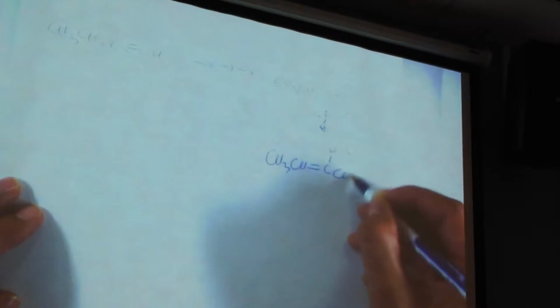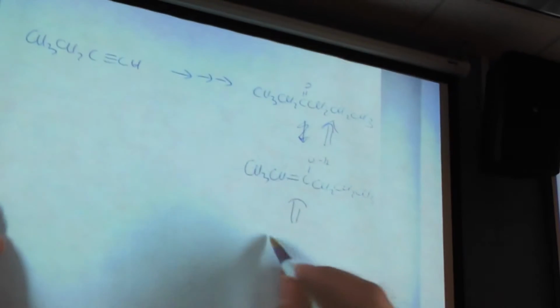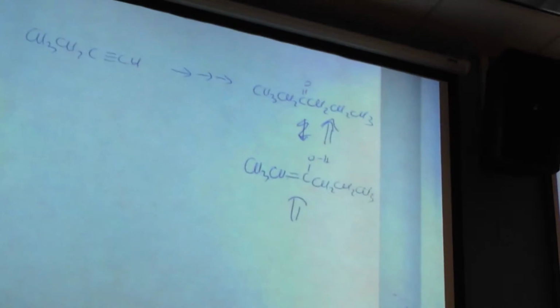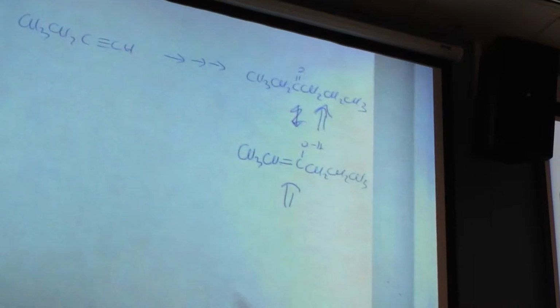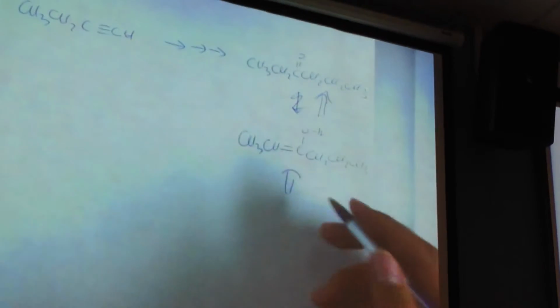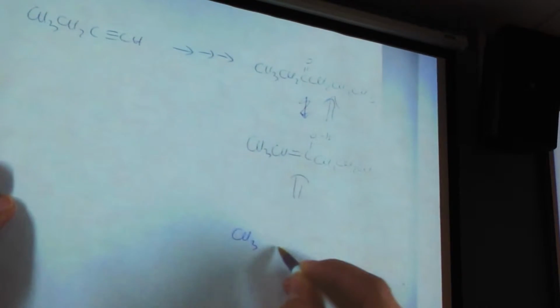So enol, somebody says enol, which is COH, right? CH2, I'll go from this side. And then how do we make an enol? How do we make this ketone? What's the starting material that we need to make an enol?